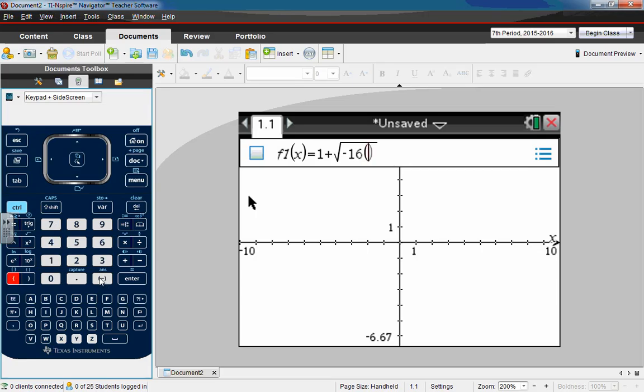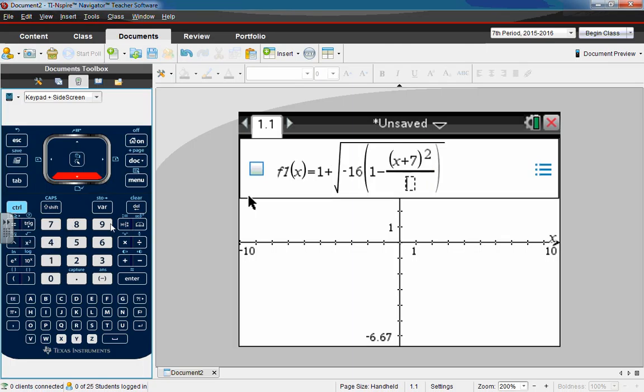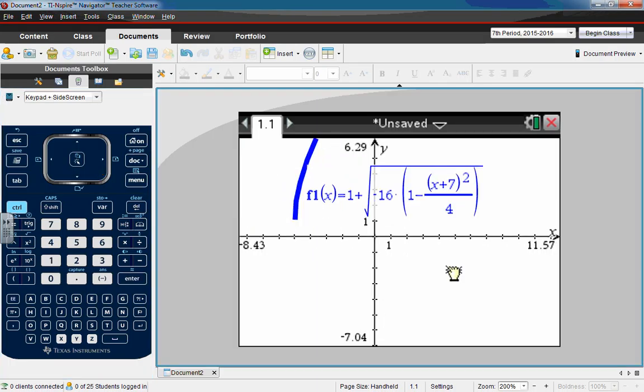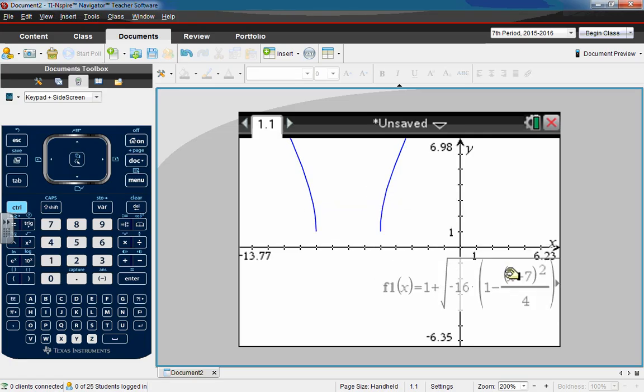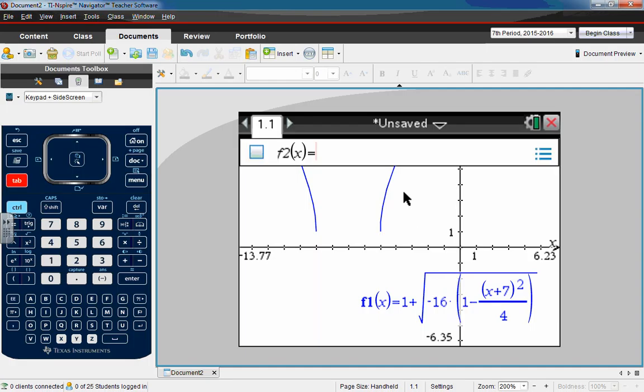Anybody remember what that was now? 1 minus x plus 7 squared over 4. And that was it, correct? So if I hit enter, you're going to get the positive portion of this, the plus part of it. So I'm going to hit tab, and I'm going to arrow up once.